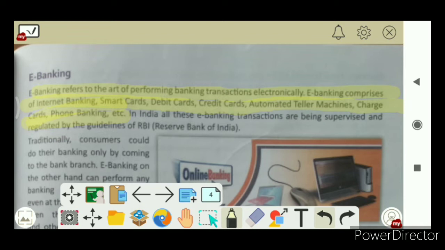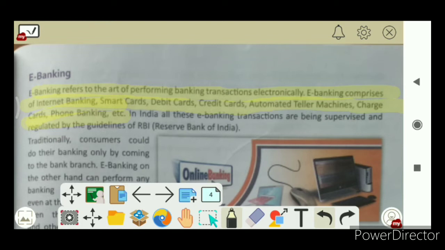E-banking comprises internet banking. What is included in e-banking? Internet banking, smart card, debit card, credit card, automated teller machine, charge cards, phone banking, etc. These are the services which come in internet banking. So when you do internet banking, this is also e-banking. When you use a smart card or debit card or credit card or automated teller machine or charge card, all the functionality of these things is online or internet dependent. So these are part of e-banking.